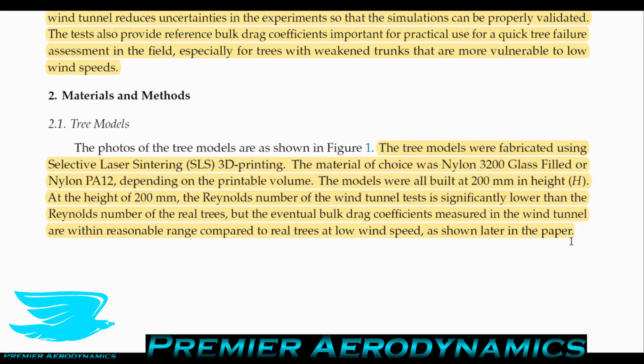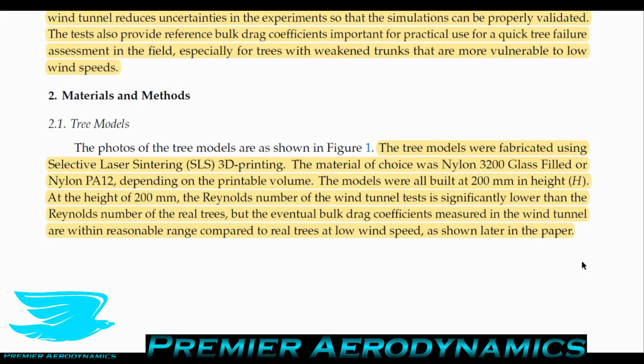So onto the modeling of the trees and making them. They wanted to make these tree models, and as you can imagine, trees are quite complex. They have a lot of different limbs. To get around that, they're using 3D printing. They're using selective laser sintering, which is where you shine a laser into your cube of material, and then you cure the material at that point, and then you move along, and bit by bit you build your model. They said the material of choice was nylon, and the models were all built at 200 millimeters in height.